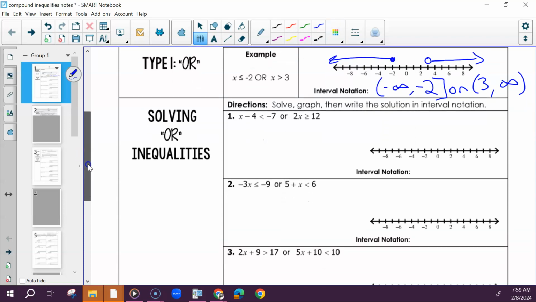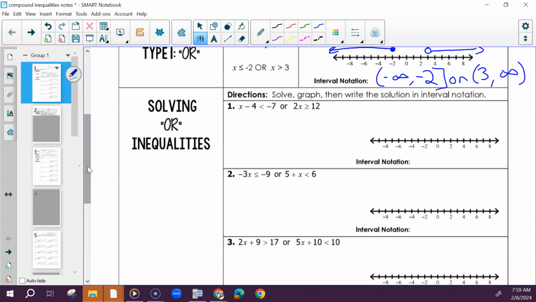Okay, so for number 1, we're going to solve both inequalities separately. What you do to one, you don't do to the other, so solve them as two separate inequalities. So for this one, we would do what? Plus 4. Plus 4, there we go. And then for the other one, divide both sides by 2.